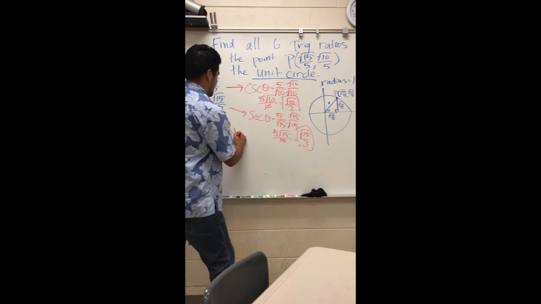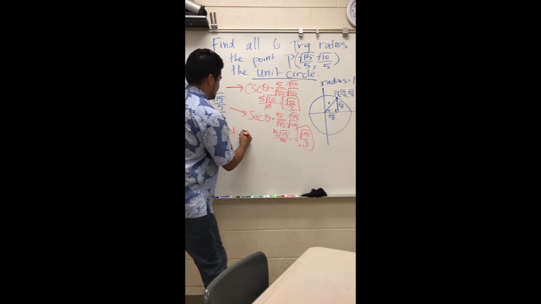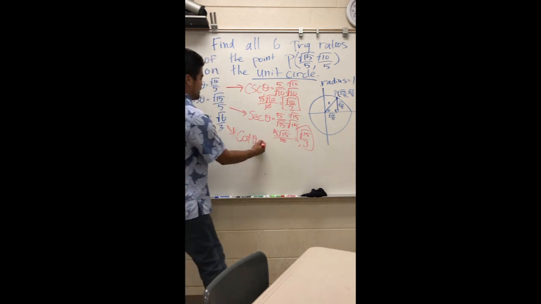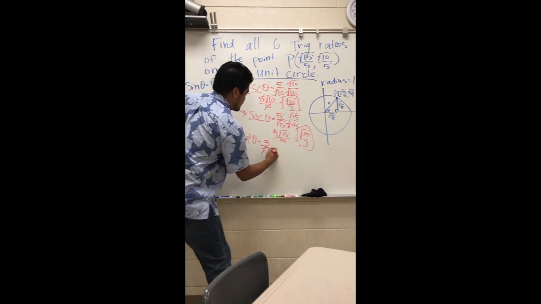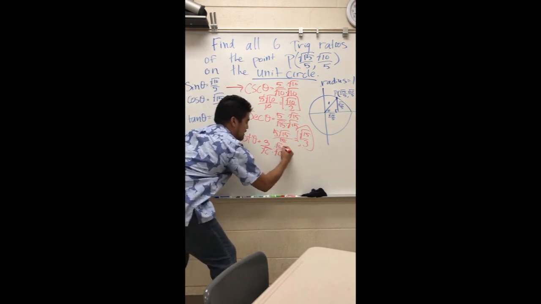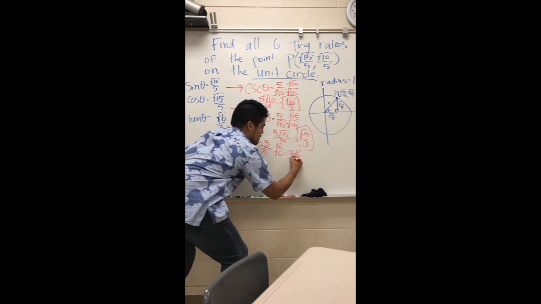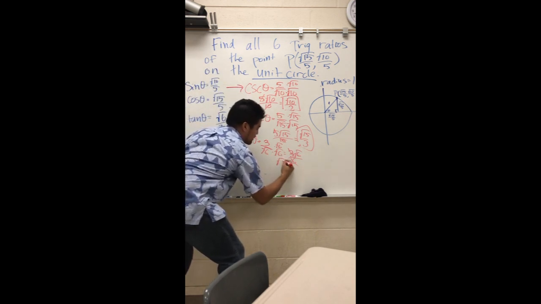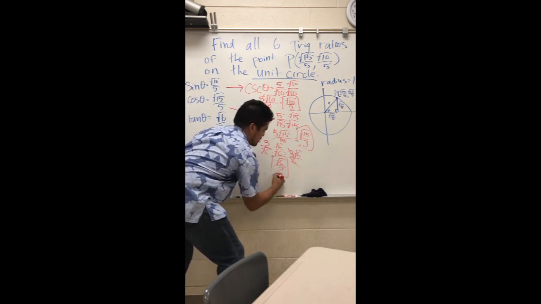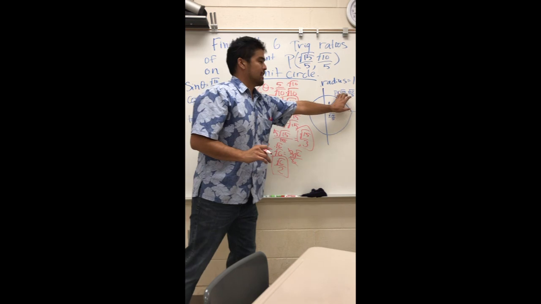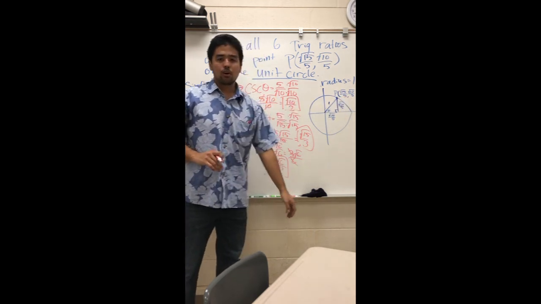This becomes our cotangent. Cotangent theta is then equal to 3 over radical 6. Rationalizing, this becomes 3 radical 6 all over 6. Cancel, cancel. Then we got radical 6 over 2. There's our cotangent.